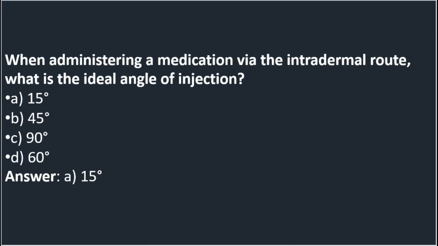Question 4. When administering a medication via the intradermal route, what is the ideal angle of injection? Option A, 15 degrees. Option B, 45 degrees. Option C, 90 degrees. Option D, 60 degrees. Answer is A, 15 degrees.